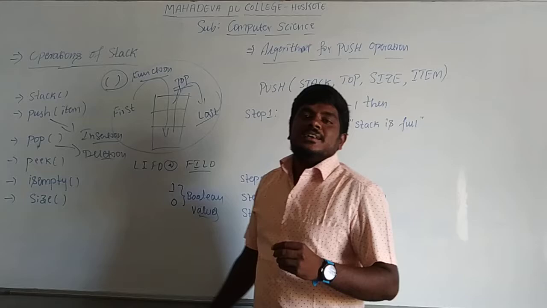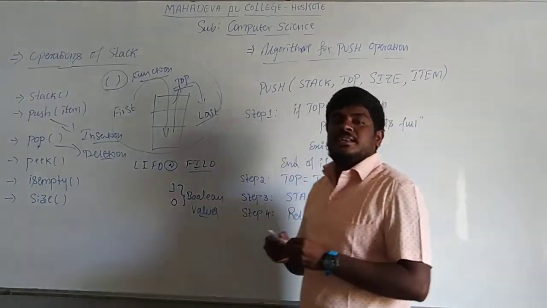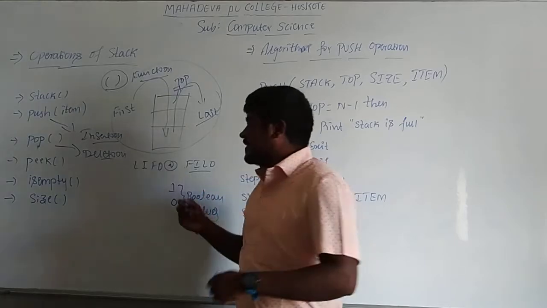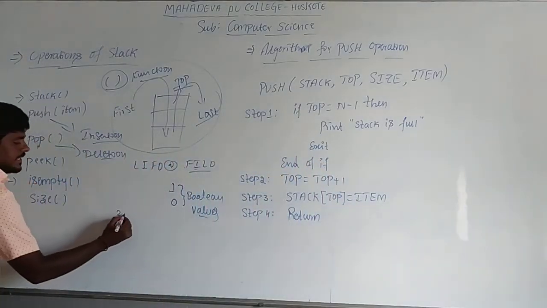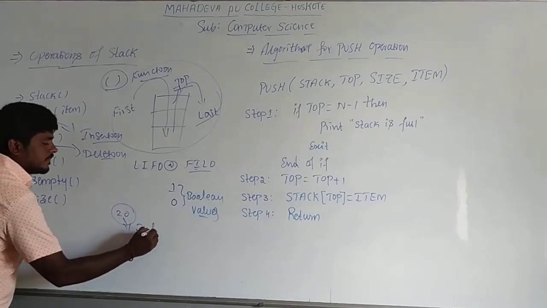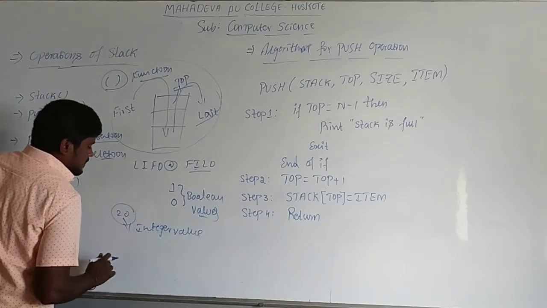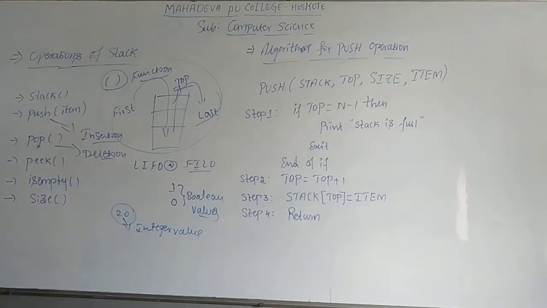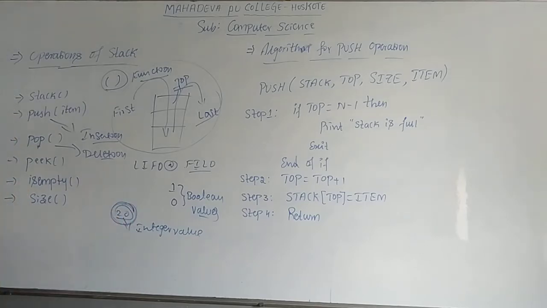It returns how many elements are there in the stack. It returns an integer value. It means, for example, if 20 elements are there in the stack, then it returns size is 20. Okay, this is called as what? Integer value. So it returns an integer value to the user. So 20 elements, that 20 is an integer value, so that will be returned.